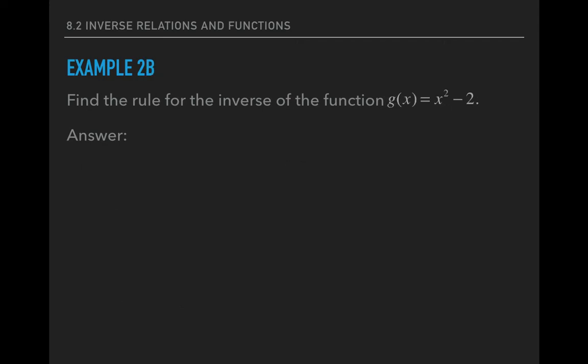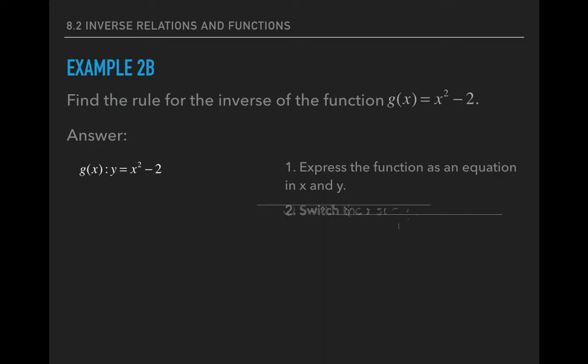Let's do another together. We're going to find the rule describing the inverse of this function g. So again, we want to express our function as an equation with y and x. So g of x, that function, is really the equation y equals x squared minus 2. Then comes the flipping, the switching of the variables. The inverse of the function g would be x equals y squared minus 2. This is now the point where we need to solve for y.